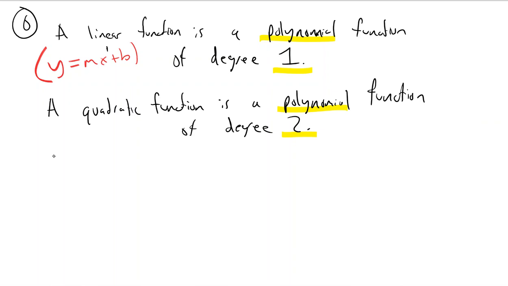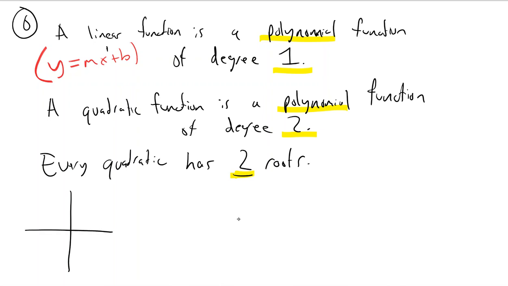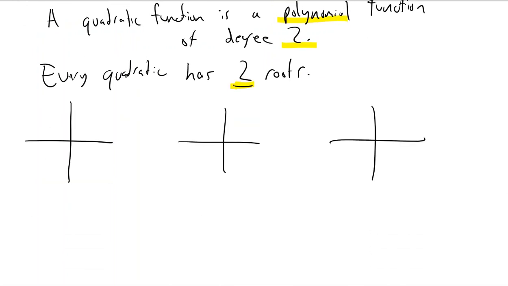Okay, every quadratic has 2 roots. So roots are similar to x-intercepts, but not quite. Describe the roots of each in words. They give us 3 graphs here. So if you were to solve a quadratic, you could get a graph that looks like this.